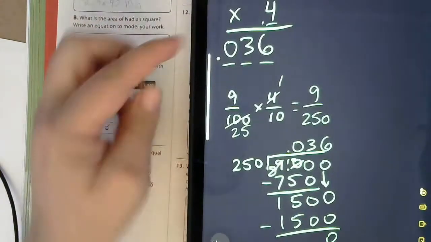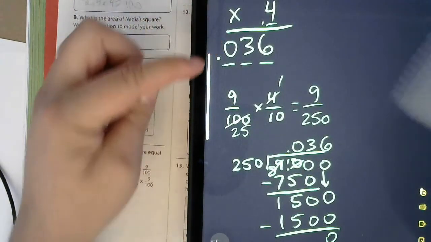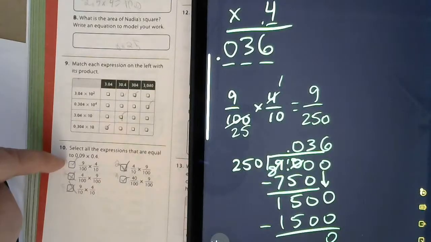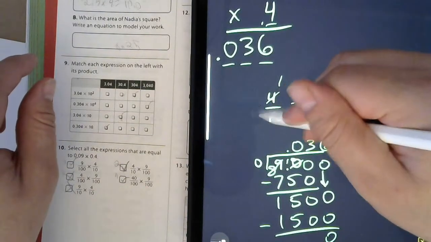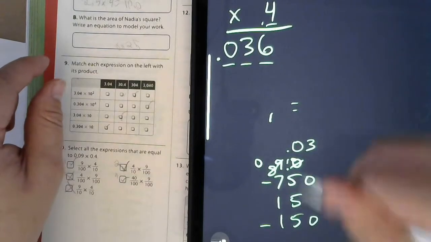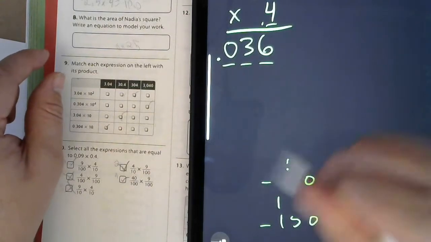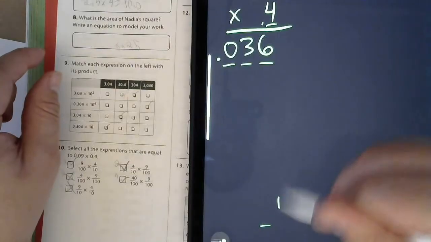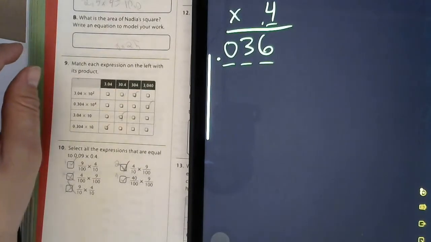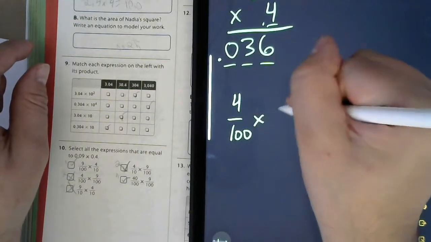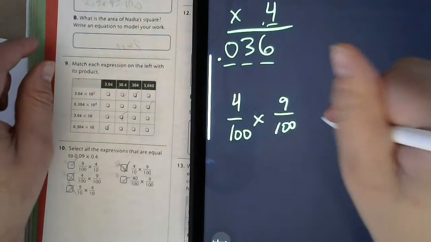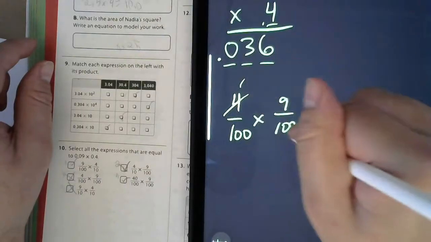Take a look up here. That's what we're trying to shoot for. So it turns out that our first option is correct. We could try it again now with our next one. Let me erase this stuff here. And let's try the next one. It says that it is 4 hundredths times 9 hundredths. Again, cross simplification.